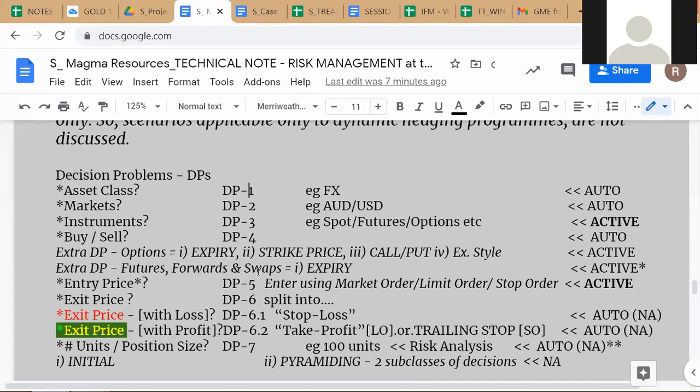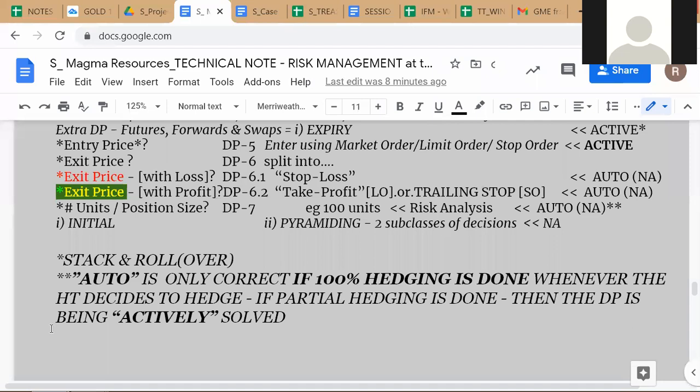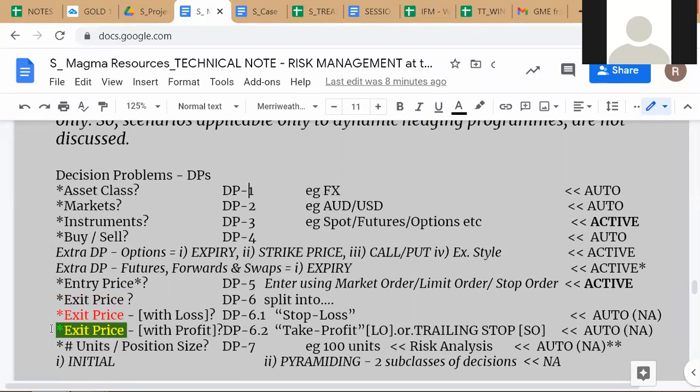So in the case of futures, forwards, and swaps, you've got only one additional problem to decide. When you decide whether to buy or sell, you also have to think about, let's take the simple example of futures, forwards, and swaps, the expiry. Which expiry do you want to trade for?